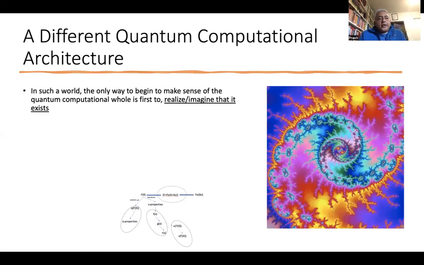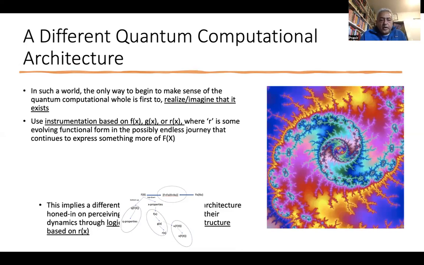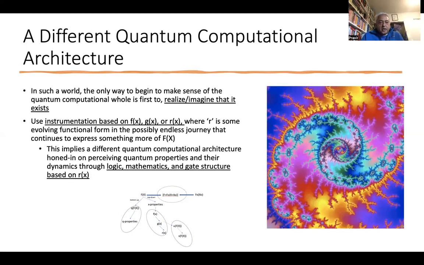So if we want to create this different quantum computational architecture, the first thing is that we have to realize or imagine that this whole, that we're not dealing with because we're dealing with something called QFX, also exists. And then we need to have instrumentation that's based on Fx, Gx, or Rx, where again, R is some evolving functional form, in an endless journey that continues to express more of what Fx is. And so, in other words, the instrumentation, the logic, the mathematics, the gate structure of this quantum computational architecture has to be based on Rx.